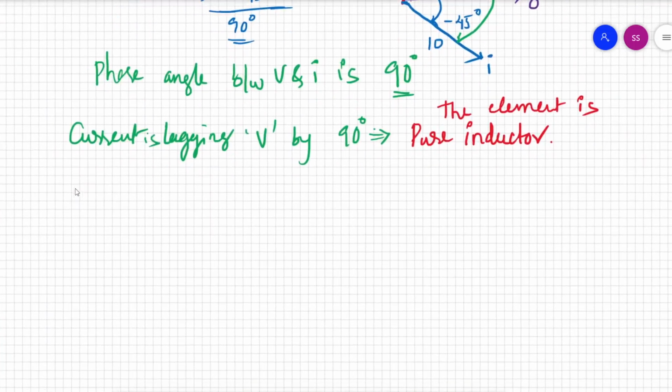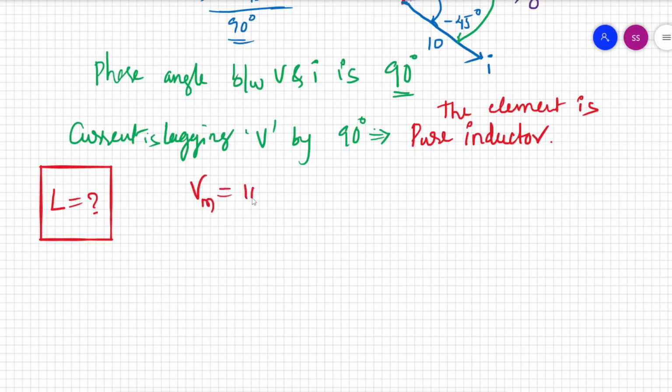Now we need to find that element, that is, we need to find the inductor. We obtained that it is an inductor. Now we need to find the value of the inductor. We have Vm equal to 100 and omega equal to 314, from which we can find the frequency: 2 pi f equal to 314, so f is around 50 Hz.